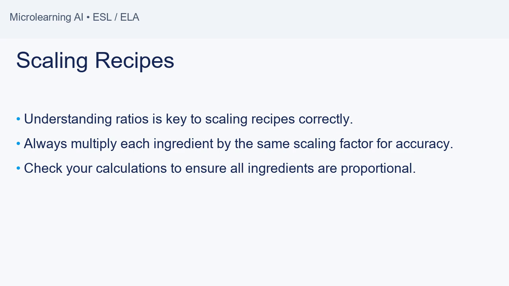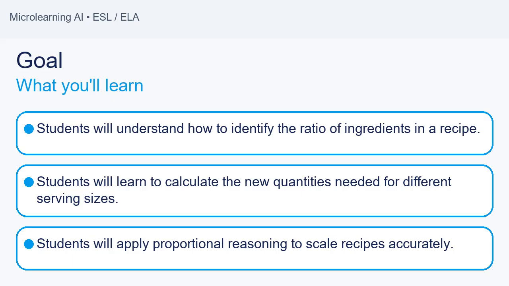Today we will learn how to scale recipes for different serving sizes. Goals for this lesson. Students will understand how to identify the ratio of ingredients in a recipe. Students will learn to calculate the new quantities needed for different serving sizes. Students will apply proportional reasoning to scale recipes accurately.